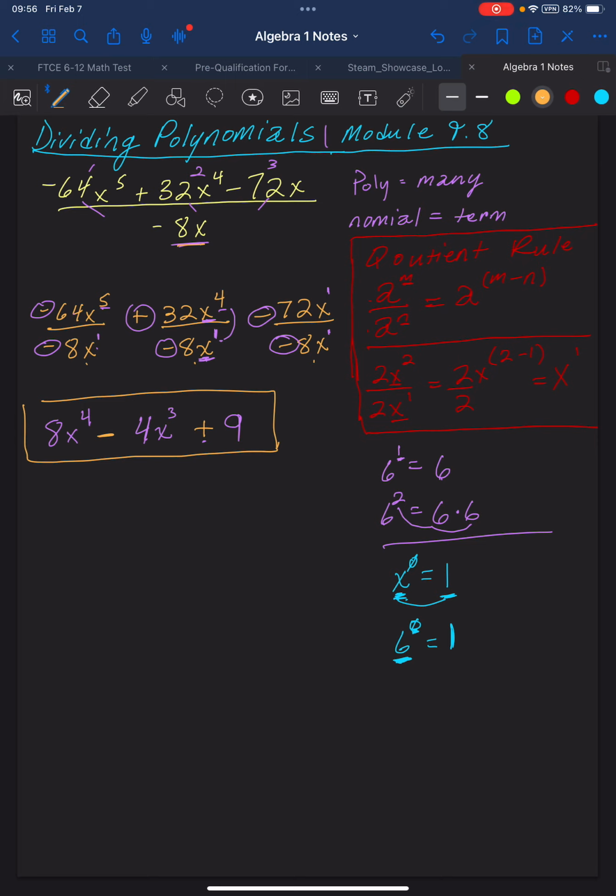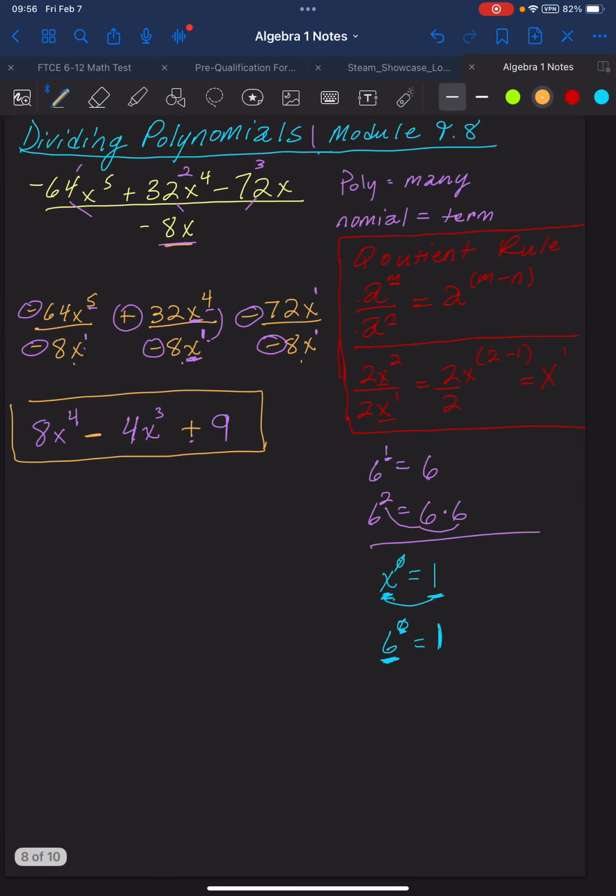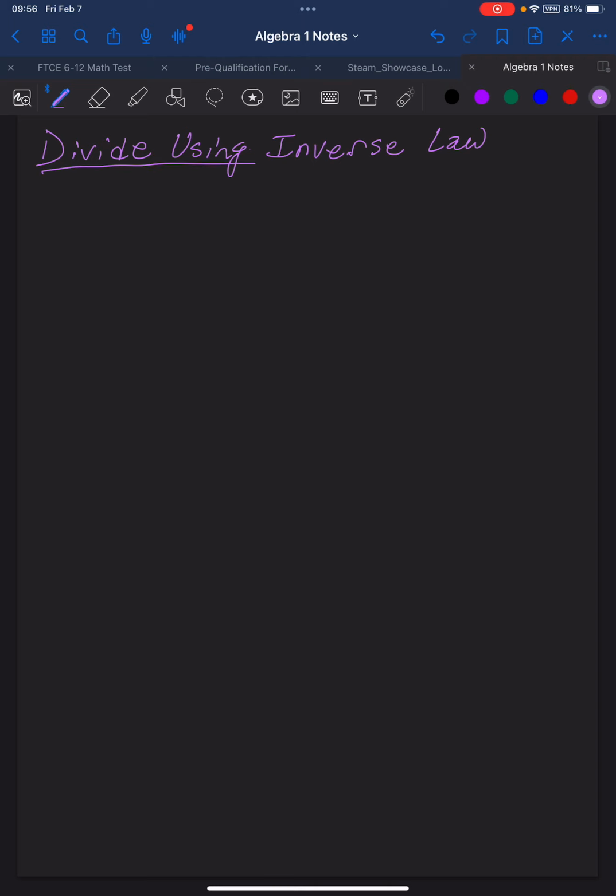Now, we have one other problem I want to go over. We won't worry about long division right now, okay? I have one more problem I want to go over. So let's add a new page. On the back of your paper, I want you to write: divide using inverse law. Okay? Divide using inverse law.